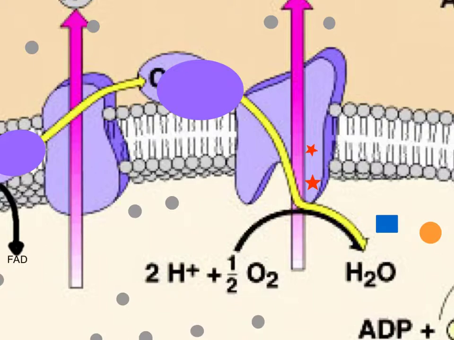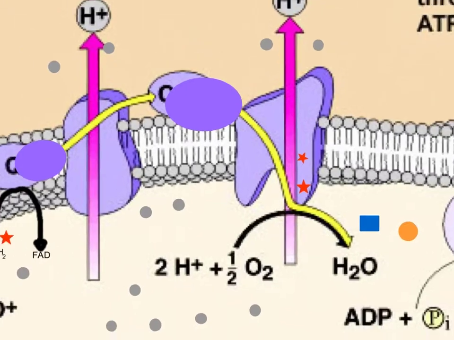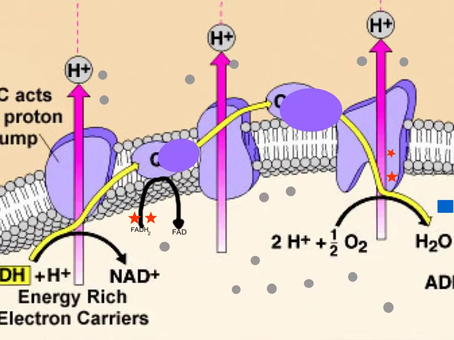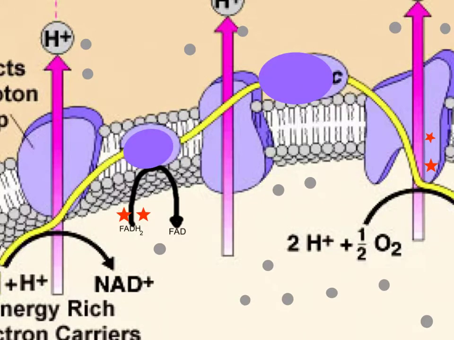Before we move on to our next step, we must become familiar with the story of FADH2. Because FADH2's electrons have slightly lower energy, they are transferred at complex Q and follow the same path as NADH's electrons.